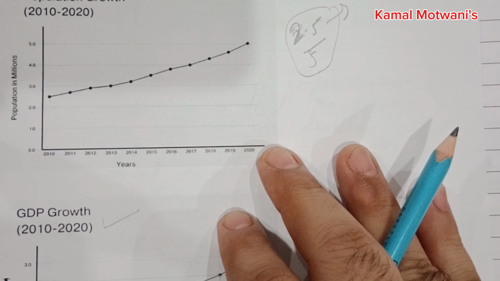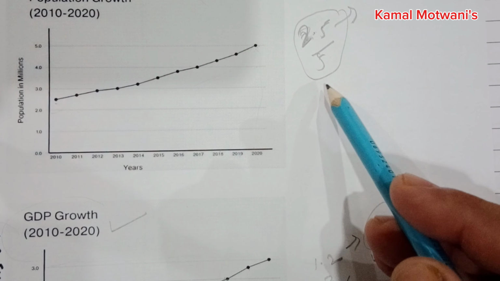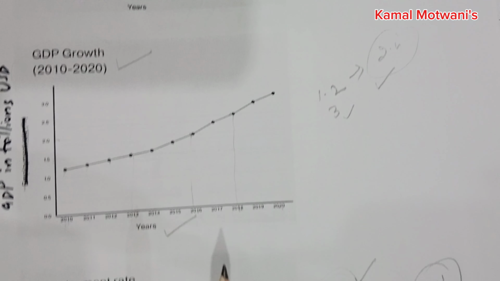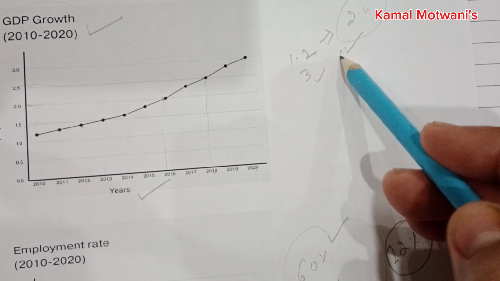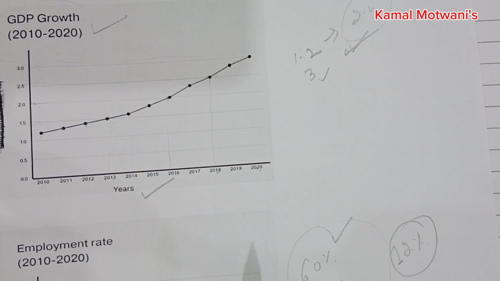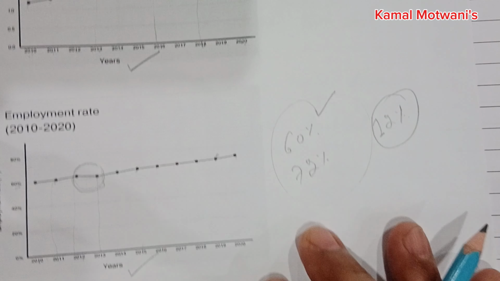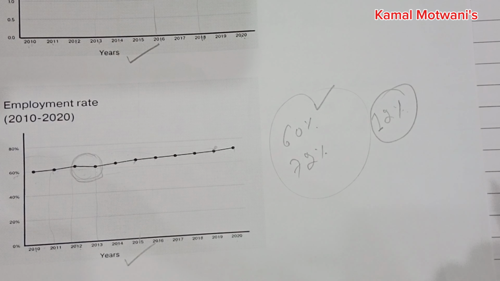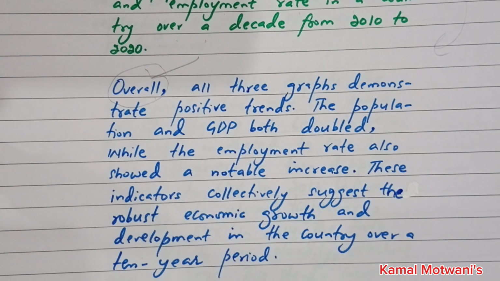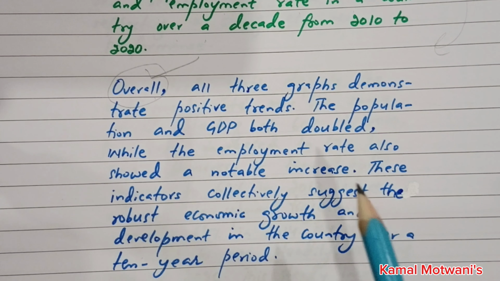That the population growth over a decade got doubled. The GDP growth over a decade got doubled, even ahead of doubled. However, the employment rate didn't get doubled. Rather, there was an increase, but it was not that much. Like it was not doubled. Okay, so let's see how I have written the overview.